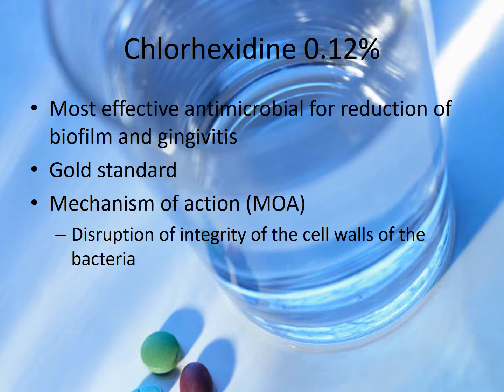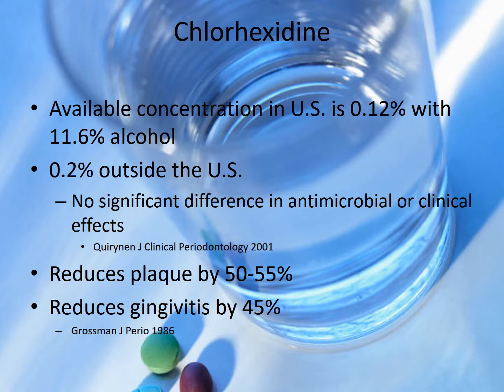Chlorhexidine in the U.S. comes in 0.12%. It is the most effective antimicrobial for reduction of biofilm as well as gingivitis. In fact, chlorhexidine is known as the gold standard. The mechanism of action of chlorhexidine is to disrupt the integrity of the cell walls of the bacteria. Although chlorhexidine comes in 0.12% in the US with 11.6% alcohol, outside of the US it comes in a higher concentration of 0.2%. However, there is no significant difference in the antimicrobial or clinical effects. But again, as we stated earlier, it reduces the plaque by about 50 to 55% and reduces the gingivitis by 45%.